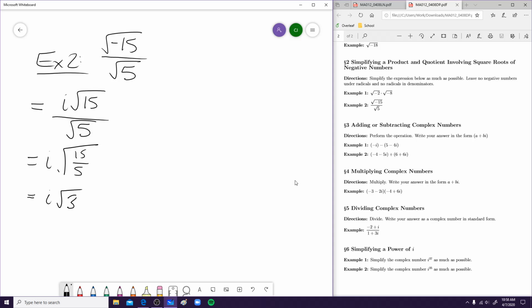Therefore, i times the square root of 3 is our solution.